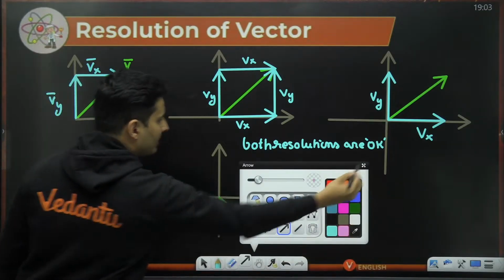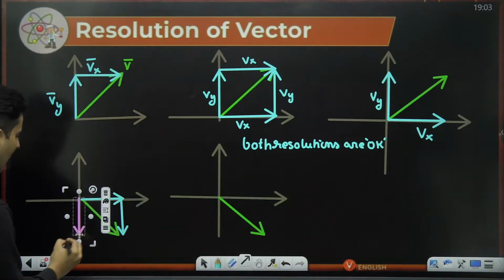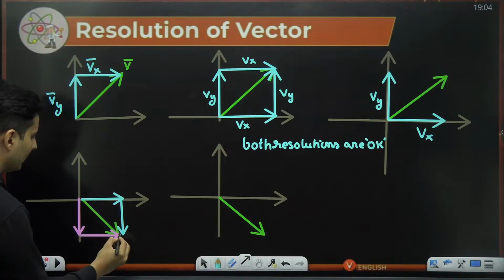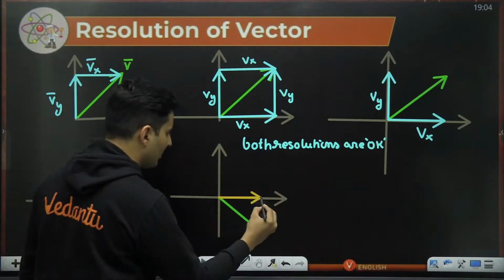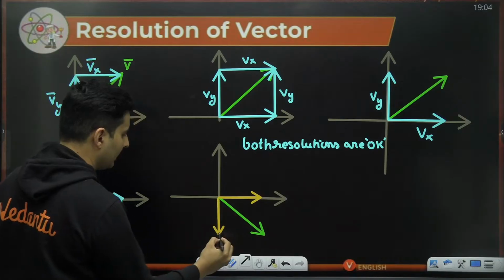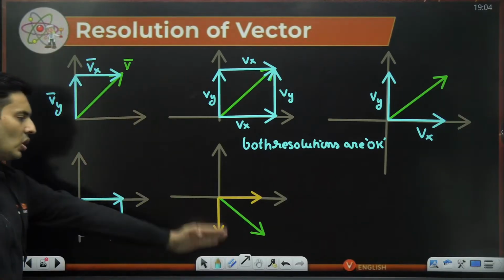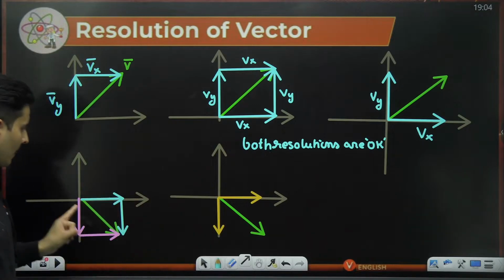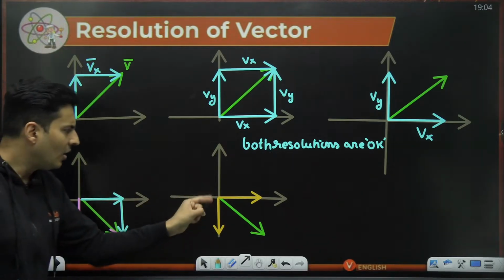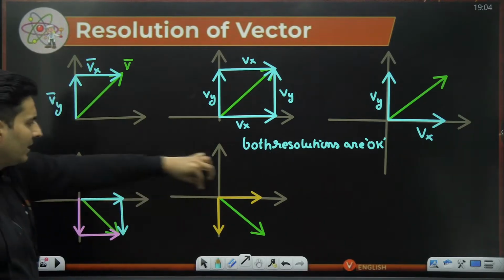Other possibility is going like this and then going like this. Both are fine. Or somebody might choose just like this and like this. This is also fine. This or this, it is the same thing. Both are fine. I can go like this, I can go like this, or you take this part and this part, it's the same thing.